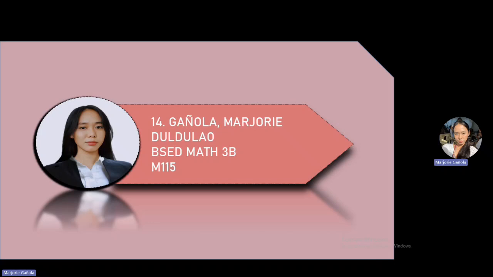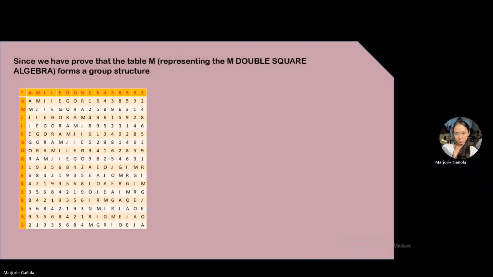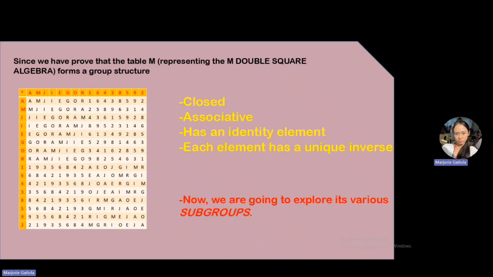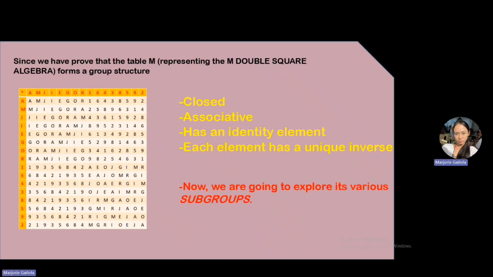Now we will be exploring the different subgroups formed from our table M, which was shown in the previous video. So here's our table M, and we have proved that the table M that represents the M double square algebra, or our geometric model, forms a group structure because it is closed, it is associative, it has an identity element, and each element has a unique inverse. So now we're going to explore its various subgroups.